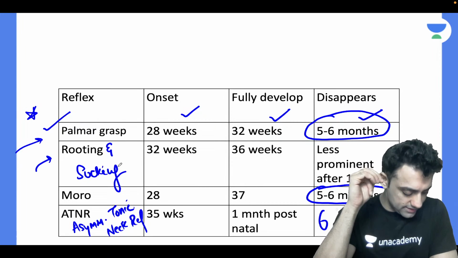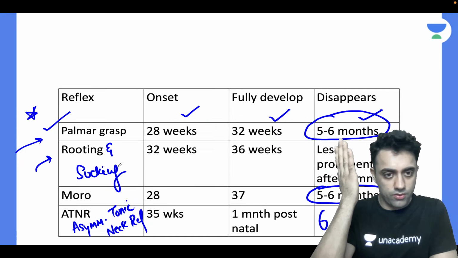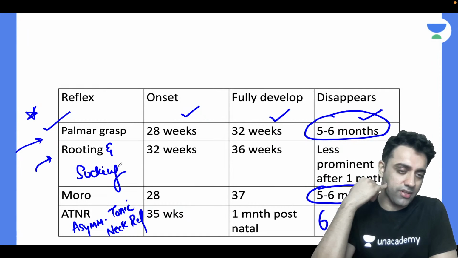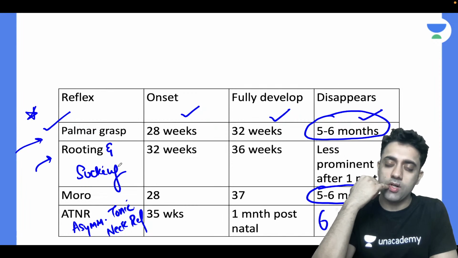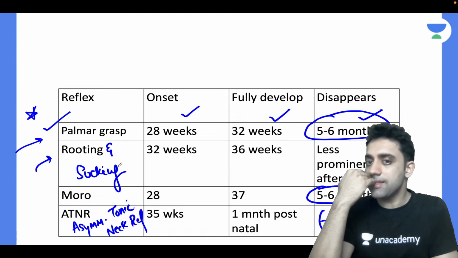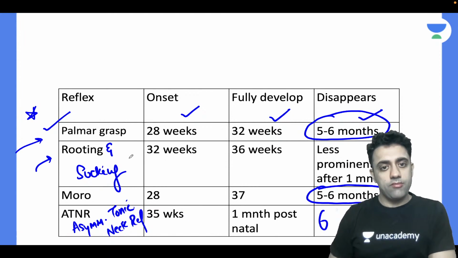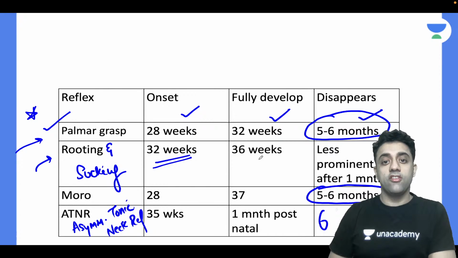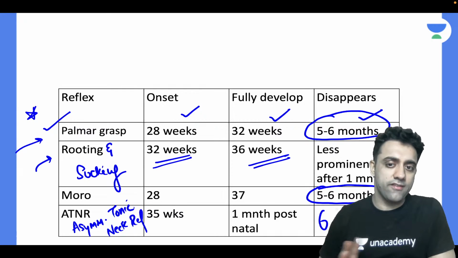That is known as rooting and sucking reflex. If you stimulate the angle of the mouth in a circumoral fashion and the baby turns towards the source of the stimulation and sucks the nipple, that is known as rooting and sucking reflex. Remember, it comes by 32 weeks, fully comes by 36 weeks, and it usually disappears around 1 month.